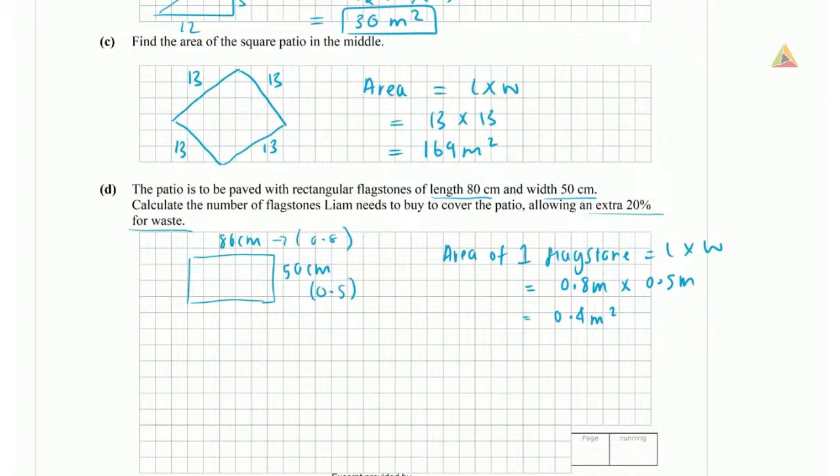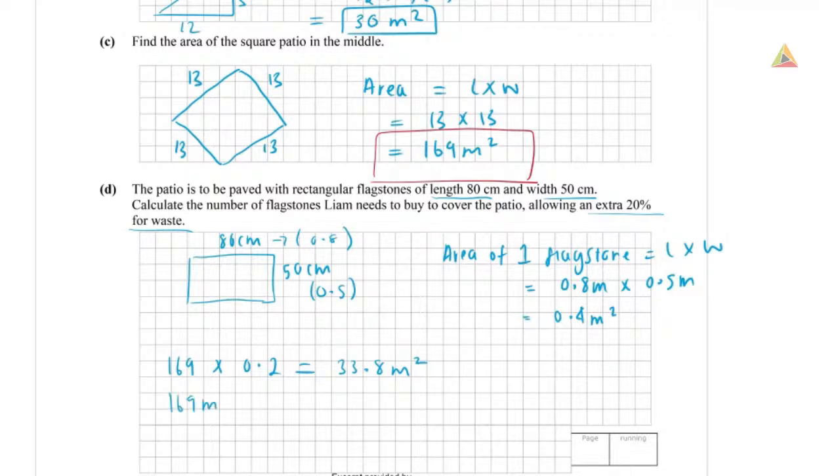Okay, what we're being asked here is to calculate the number of flagstones that Liam needs to buy to cover the patio. Now, we've just figured out that the area of the patio is 169 meters squared. So we need to get 20% of that because it says to allow for an extra 20% of waste. So we need to get 20% of 169. So the way we do that is we multiply 169 by 0.2. So plug that into the calculator, you'll get 33.8 meters squared. So we need to add that on to the area because it has said extra 20%.